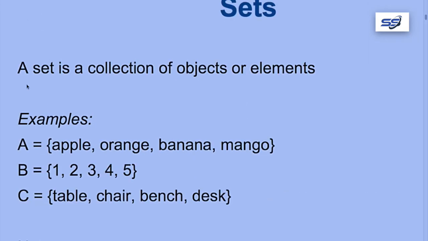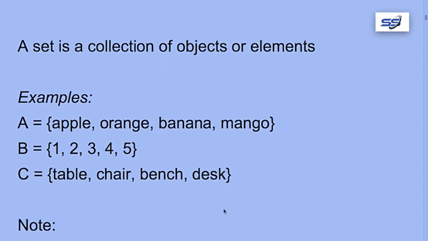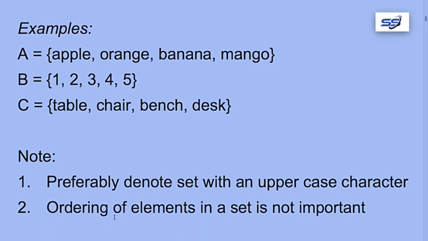Set. A set is a collection of objects or elements. Example, A is equal to {apple, orange, banana, mango}, a collection of fruit. B is equal to {1, 2, 3, 4, 5}, a collection of natural numbers. C is equal to {table, chair, bench, desk}, a collection of furniture. Here, note.